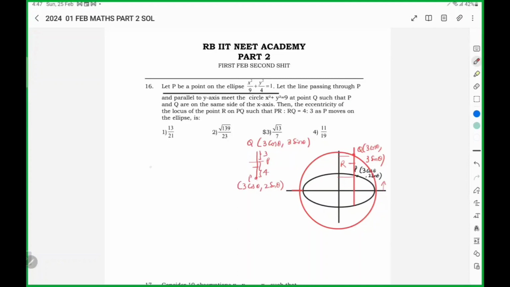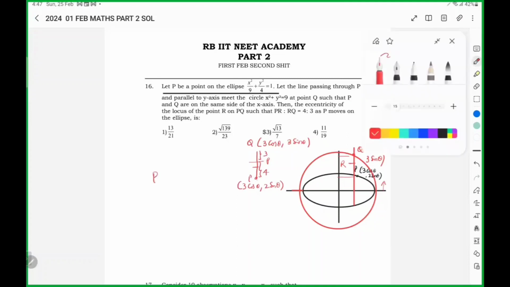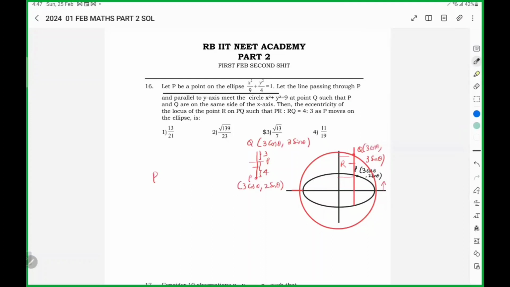Then the coordinates of R by the section formula: the x coordinate will not change because it is on the same line. The y coordinate is (4 into 3 sin theta plus 3 into 2 sin theta) by 7, which is (12 plus 6) sin theta by 7, 18 sin theta by 7. This point's locus you have to find. So eliminate theta. Sin theta here is 7y by 18.